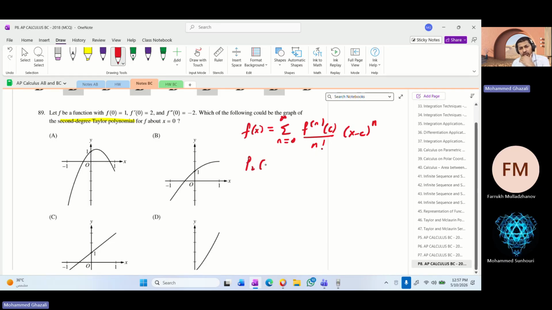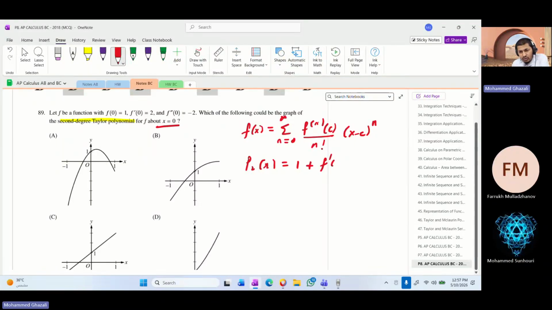So for the second degree Taylor polynomial, the value of c is 0. So the first one, the 0th derivative evaluated at c over 0 factorial, times x minus 0 to the power 0, which is just 1, plus the next term where n is 1.